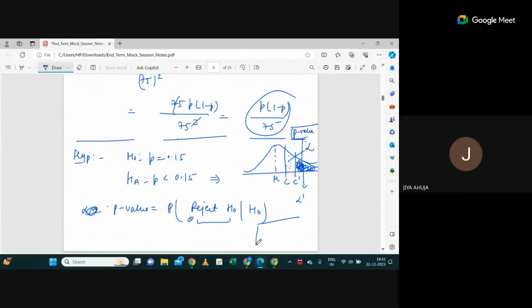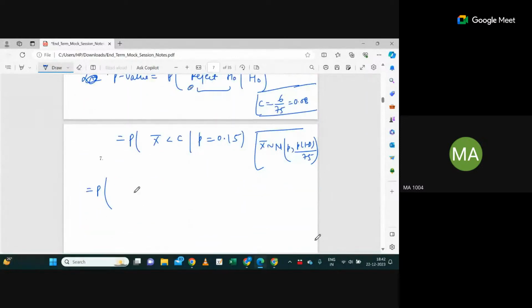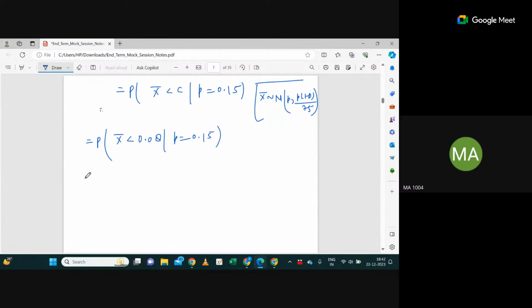I think it's 6, because that's 6 divided by 75 from the question. Okay, so it's 0.08. Okay, it's given to me. So X bar is less than C, that means X bar is less than 0.08, given that p is equal to 0.15. Then what is the next step? I have to convert to standard normal form.